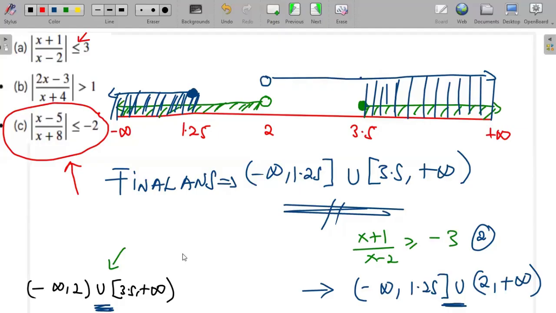No solution. Okay, exactly. So the answer there is no solution. Why is there no solution there? Because they are saying the modulus is less than a negative number, which it can never be.